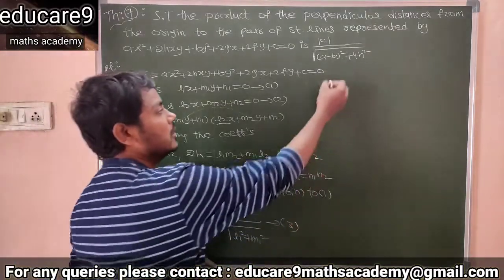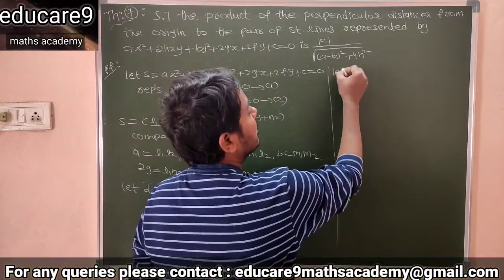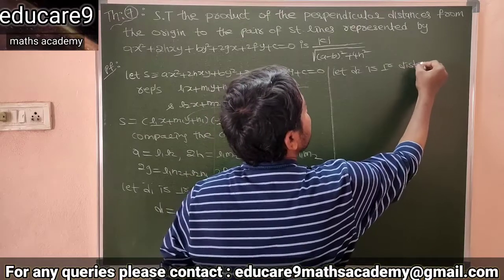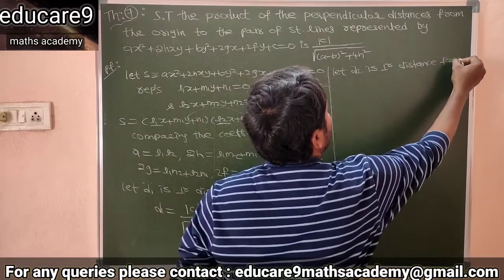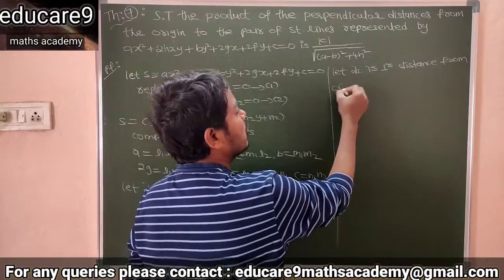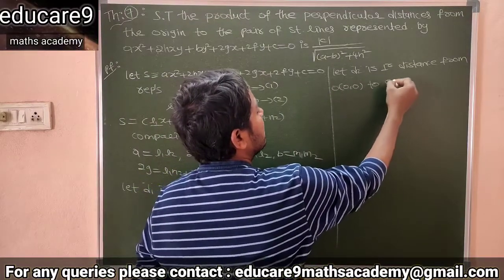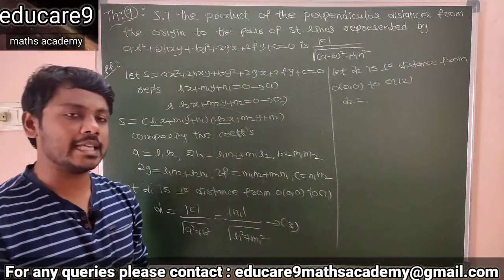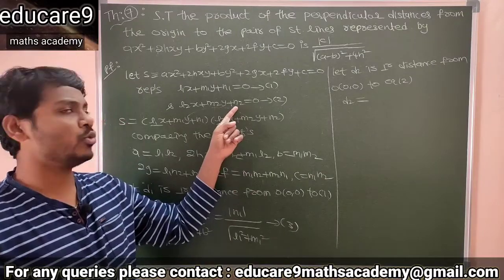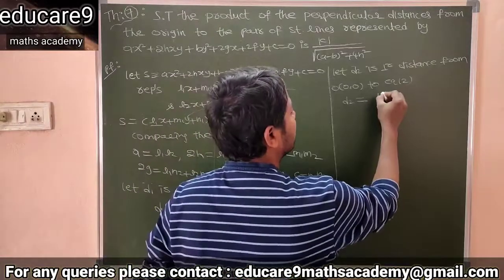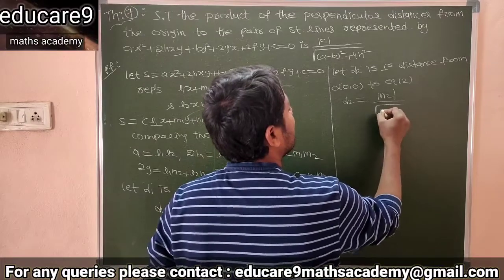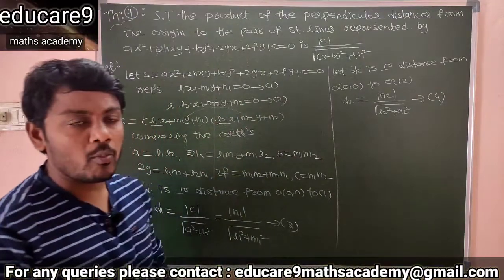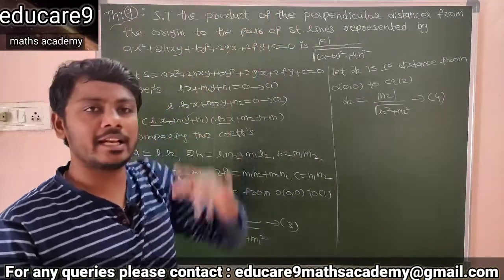Similarly, let d2 be the perpendicular distance from the origin O(0, 0) to equation 2. Therefore d2 is, by the same formula, |N2| by the square root of L2² + M2². This is equation 4. Now, but here we need the product of the perpendicular distances.